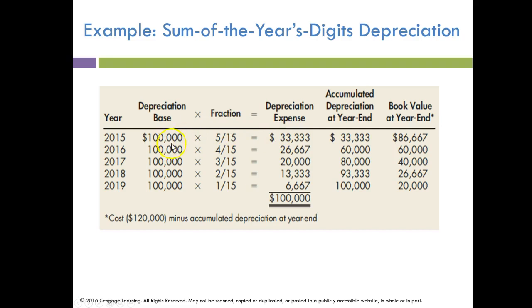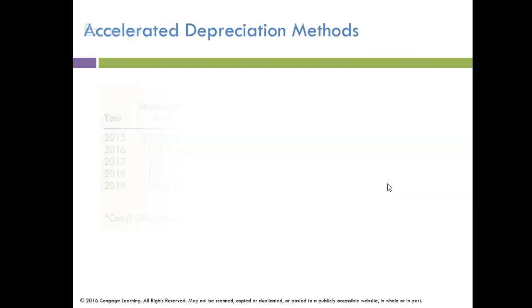And so for each year, we multiply this factor, based on the sum of the digits, against the depreciable base, and we get our depreciation expense each year, leaving us, of course, with our salvage value at the end.